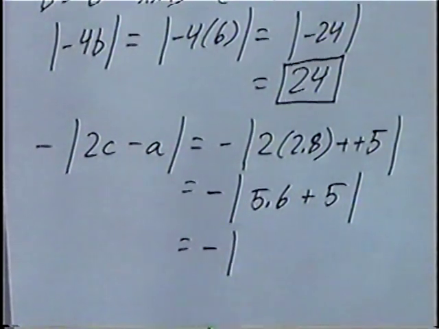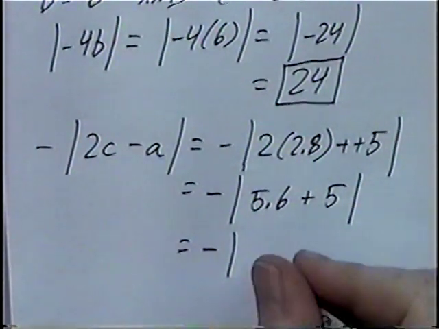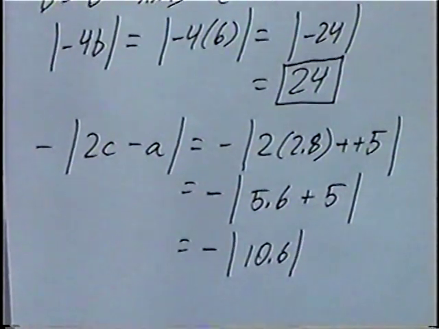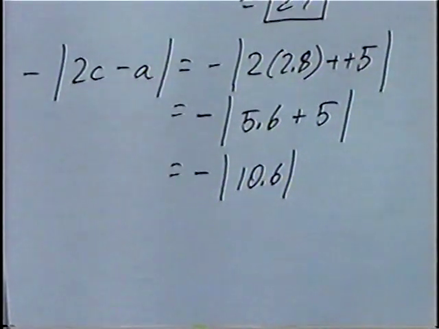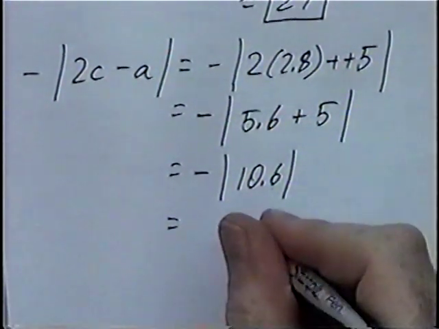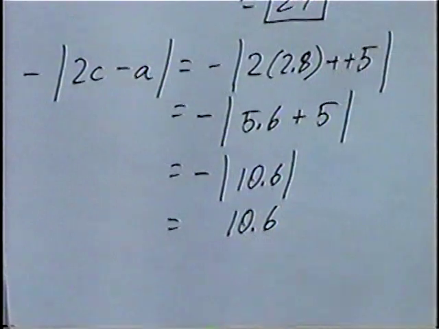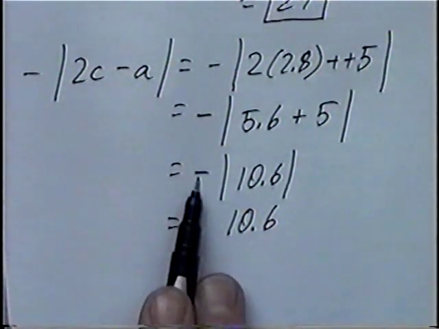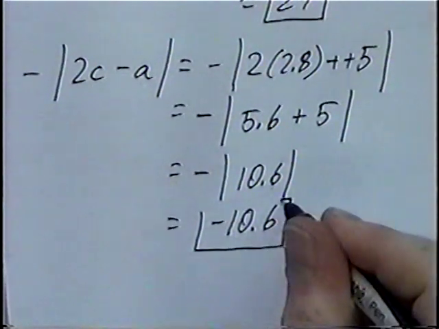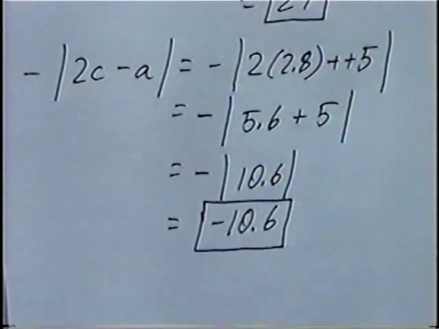The negative outside the absolute value again stays the same. 5.6 plus 5 would be 10.6. The absolute value of 10.6 would still be 10.6, and the negative outside the absolute value would make the final answer -10.6.